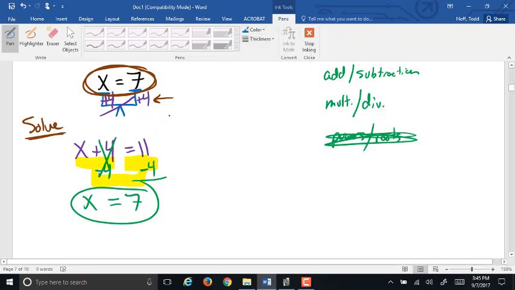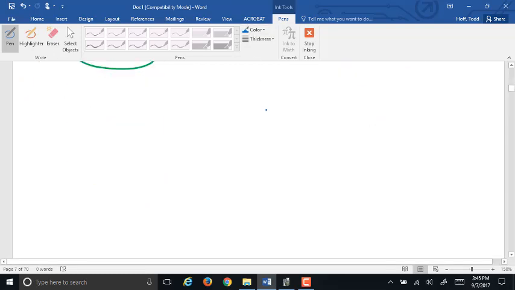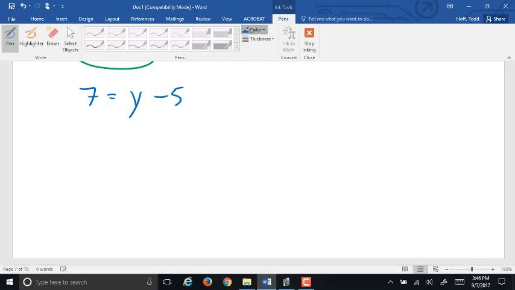Now in this one, we built the equation, so we knew how it was built, so we knew exactly how to take it apart. The key to being able to solve an equation is being able to look at it and figure out how it was built. For example, we might have 7 equals y minus 5.